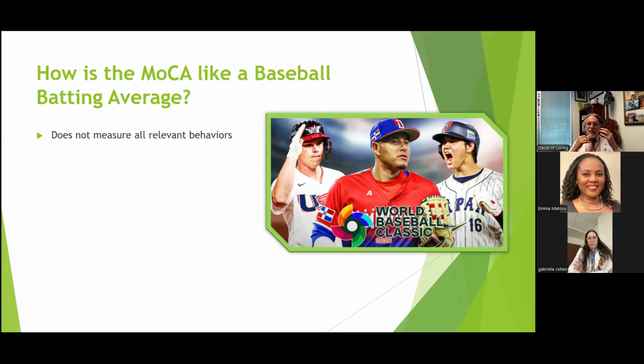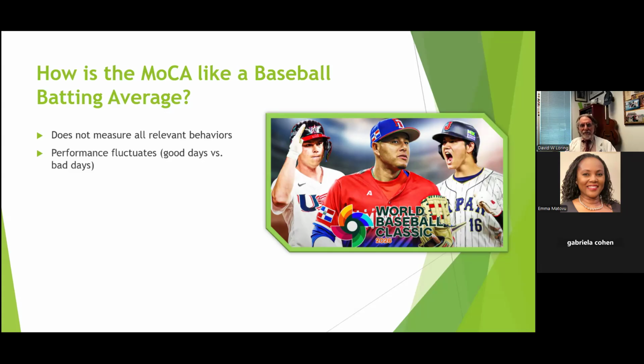It doesn't capture all relevant behaviors. A .300 hitter doesn't actually hit .300 every time he's at bat over a game, meaning he doesn't have 3 hits out of every 10 appearances. And importantly, there's a lot of variability. We have good days and bad days. It doesn't tell you how they perform in other contexts.